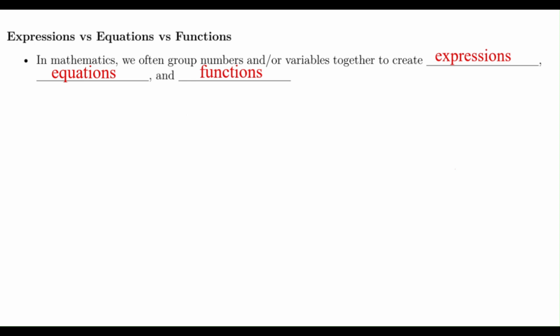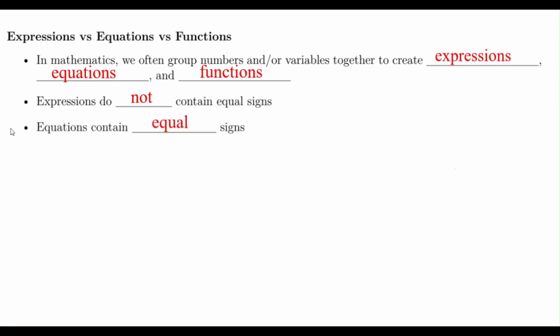In math, we often group numbers and variables together to create expressions, equations, and functions. These are very similar, but there are some subtle differences with them. So expressions do not have equal signs in them, whereas equations do have equal signs. For example, if I had 2x plus 3, this is what we would call a mathematical expression. But if I were to say 2x plus 3 equals 7, now I have an equation.